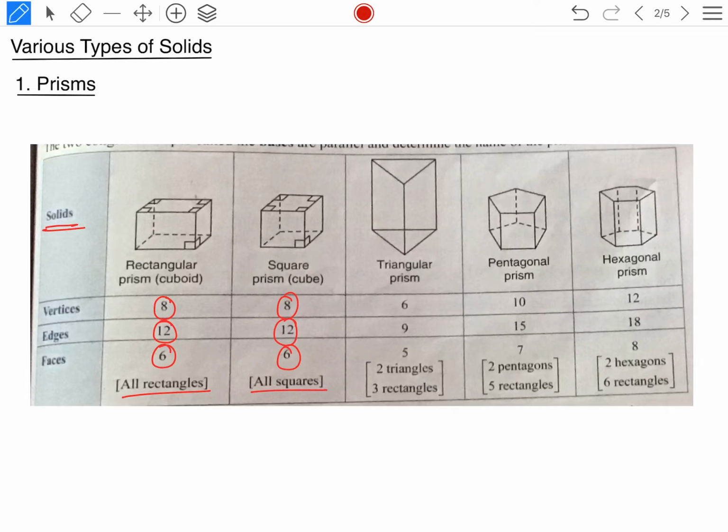In a triangular prism, what do we have? Triangular prism means this figure is made of 2 triangles and 3 rectangles. If you look carefully you will find 2 triangles.